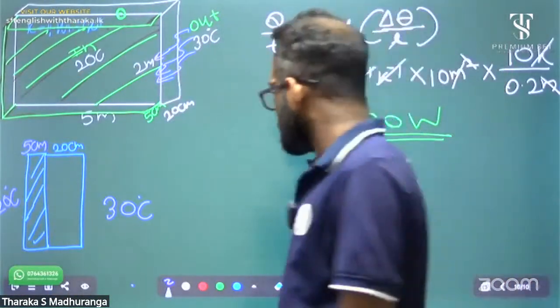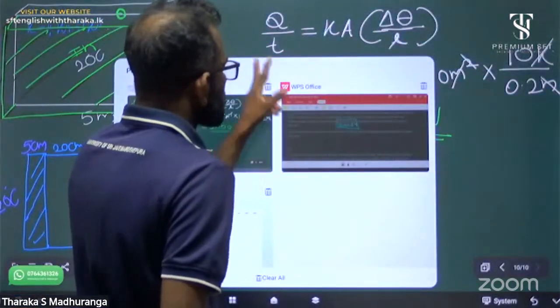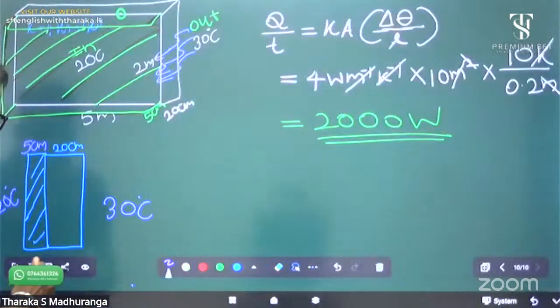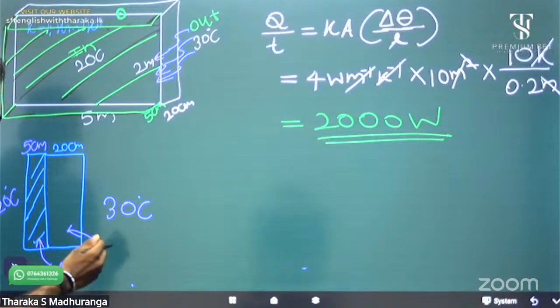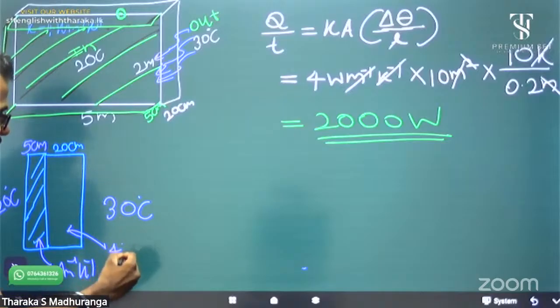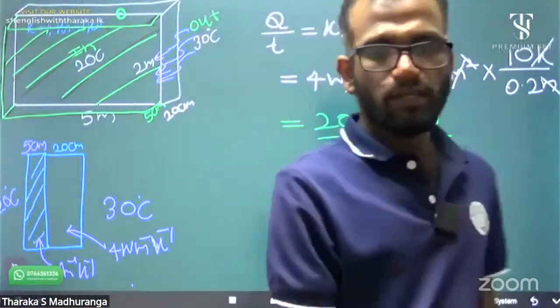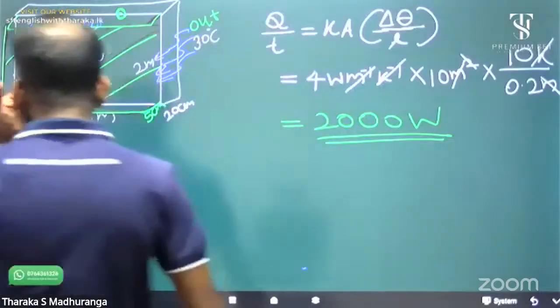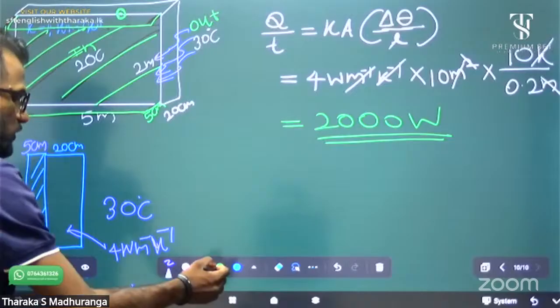And the wooden layer thermal conductivity given is 2 watt per meter per Kelvin. The wall thermal conductivity given above is 4 watt per meter per Kelvin. These are the data given in the diagram, given in the question.